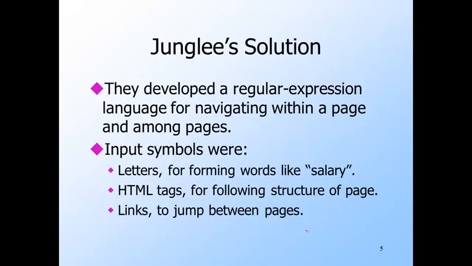So the Junglee guys developed a regular expression language for describing how to navigate a website to extract the information they needed. The input symbols were the usual characters such as letters, so they could look for important words like salary. They also treated HTML tags like OL, that is, this, as input symbols because they gave important hints about the page structure. For instance, a page might say, send salary requirements to, but that doesn't indicate the salary for a particular job. But when you get to a list of jobs, and that is indicated by the ordered list tag, that's the OL, and only after that does salary mean that the number following is a salary for a job. Another important kind of input element is a link, which indicates that it's necessary to move to another page.